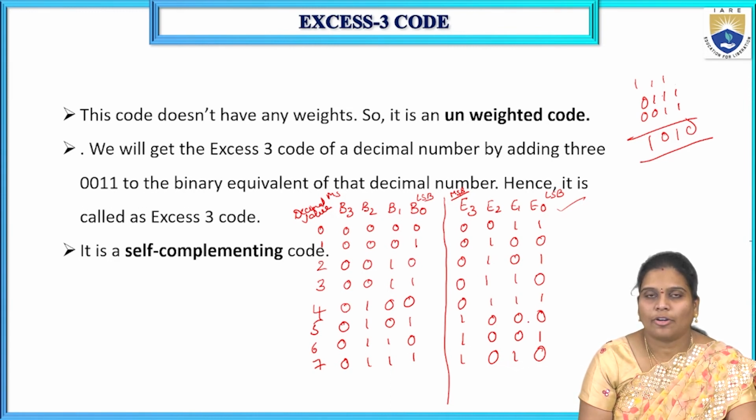So XS3 code is a self-complementing code. Here we are writing the values only for the 7. If you write all the values from 0 to 15 and apply the ones complement to the XS3 code truth table, it satisfies that property. So XS3 is a self-complementing code.